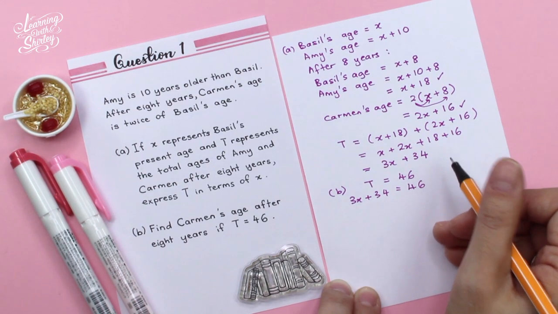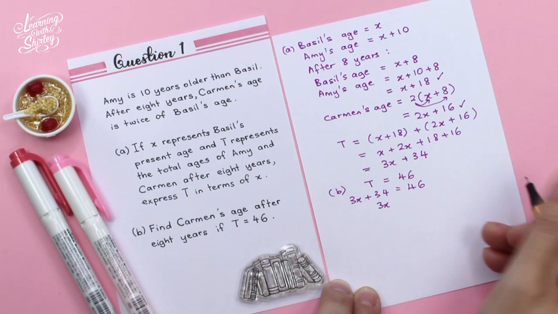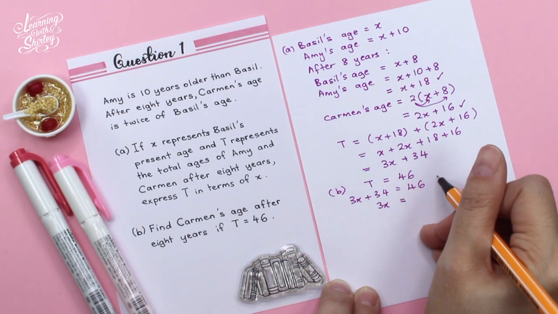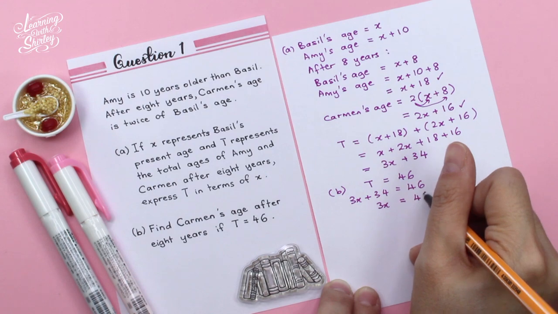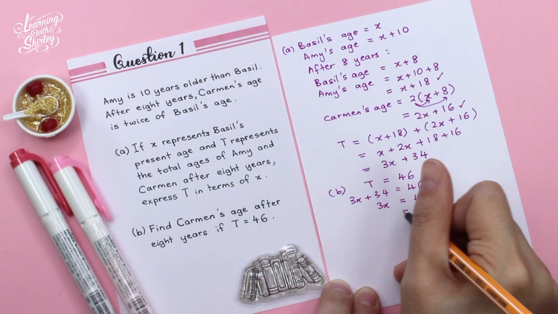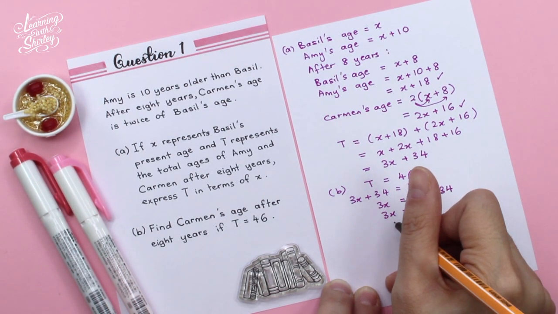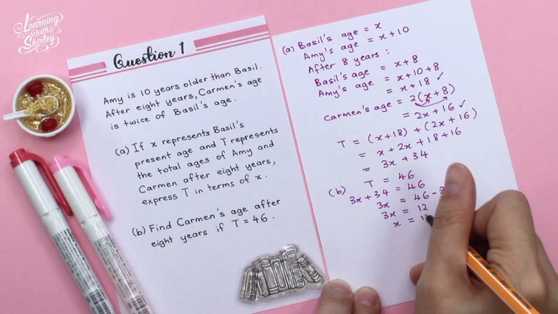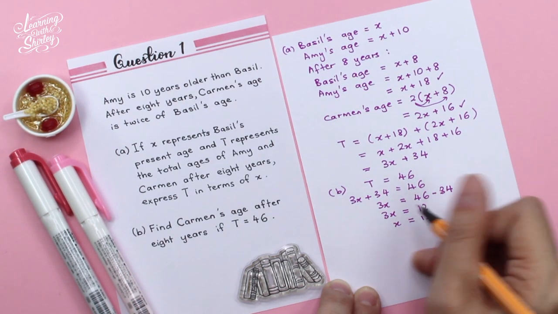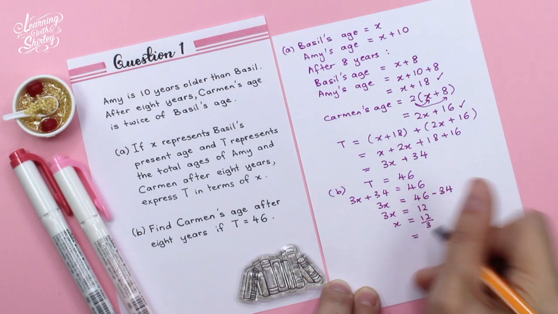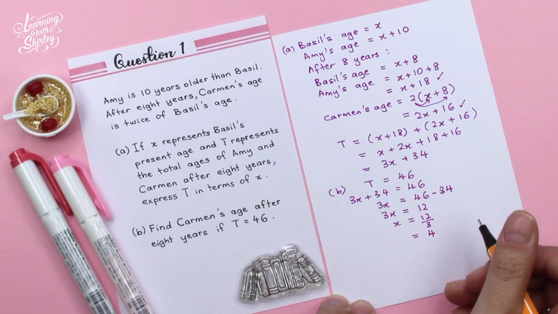So now we have to find the value of X by doing a linear equation. So 3X will remain on the left-hand side. Then we shift the 34 over to the right-hand side. So if here is plus 34, when we shift over, it's minus 34. So 46 minus 34, we get 12, and we bring down the 3X. So 3 times X is 12. So to find X, 3 times X, when we shift the 3 over, it becomes divide. So 12 divided by 3, which is equal to 4. Okay? So now, we're going to find Carmen's age after 8 years.